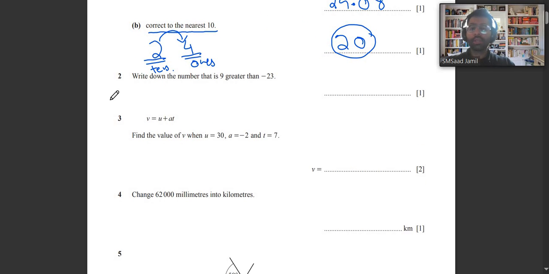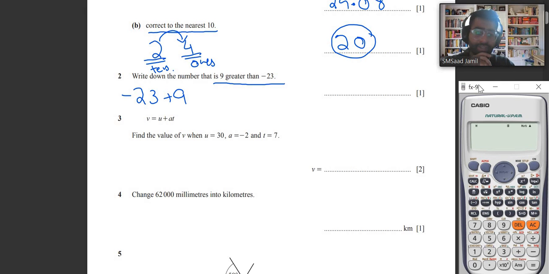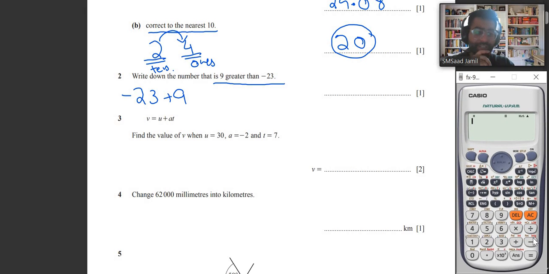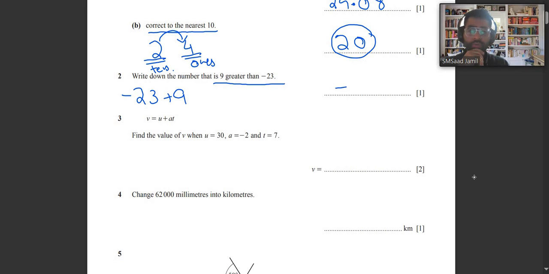Okay. Question number 2. Write down the number that is 9 greater than negative 23. So this means negative 23 plus 9. That's it. So let's use our calculator even just for such a small working. So negative 23 plus 9, it's negative 14. So negative 14 will be your answer.